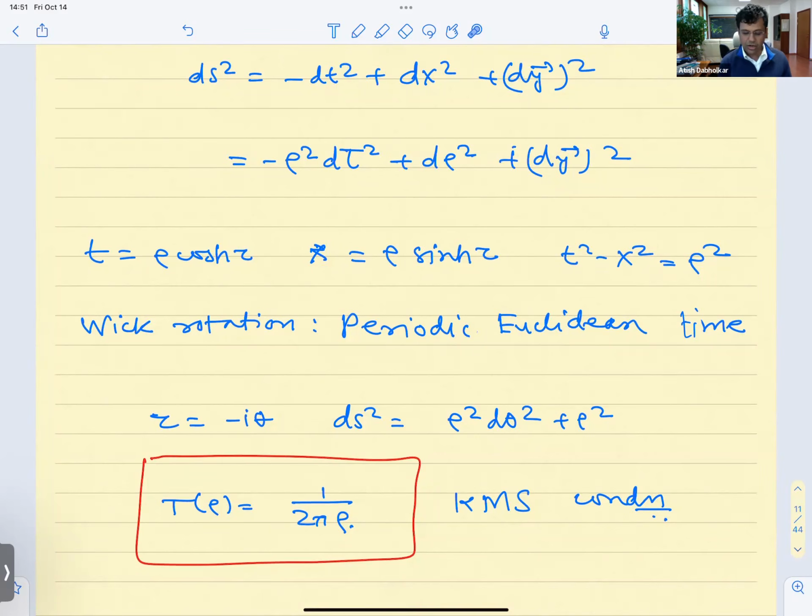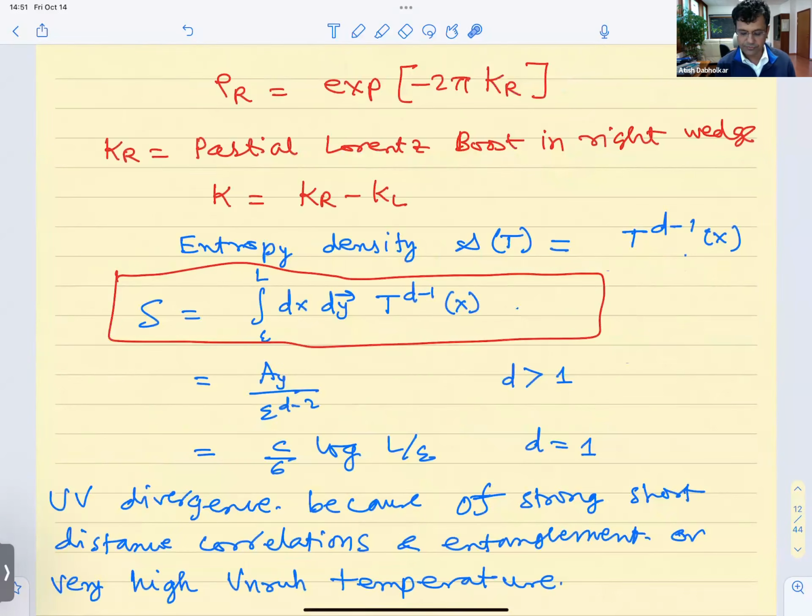So rho r in this case is this Lorentz boost from the Lorentzian point of view. And the entropy density divergence is very easy to see now, because entropy density in d plus 1 space-time dimensions goes as T to the d minus 1. And so if you do this integral, you are going to get a divergence because the temperature is diverging as you go close to x. And so you get this famous divergence.